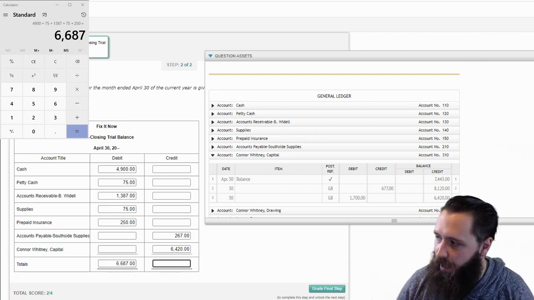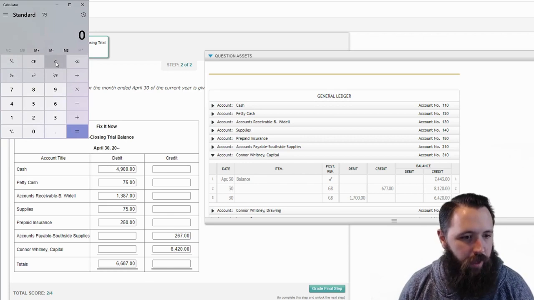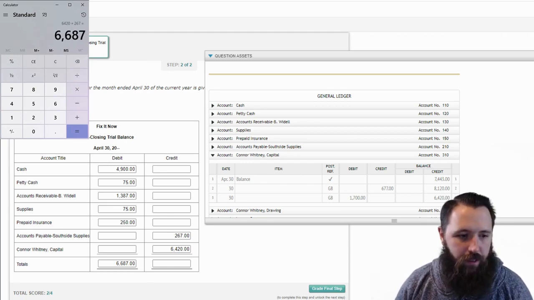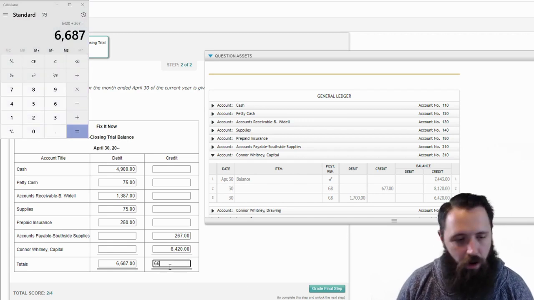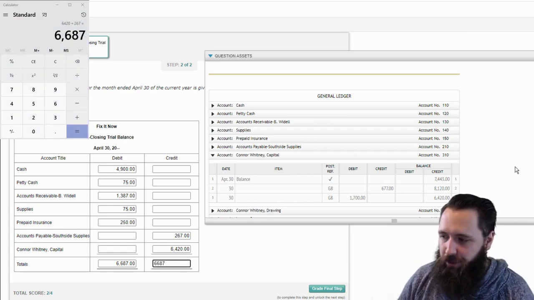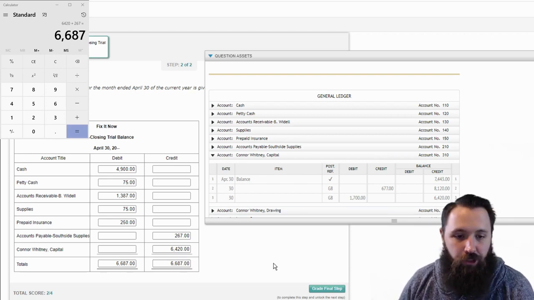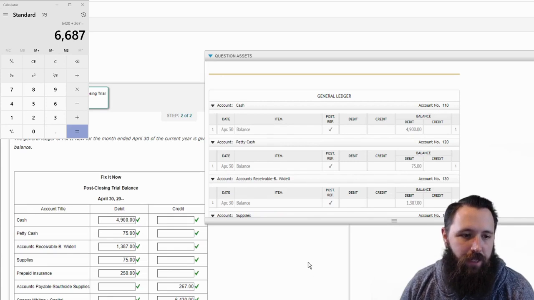Now let's go ahead and add up the credit side. So we have 6420 plus 267, 6687. So our debit side matches our credit side. So our post-closing trial balance should be correct. Let's grade this final step.